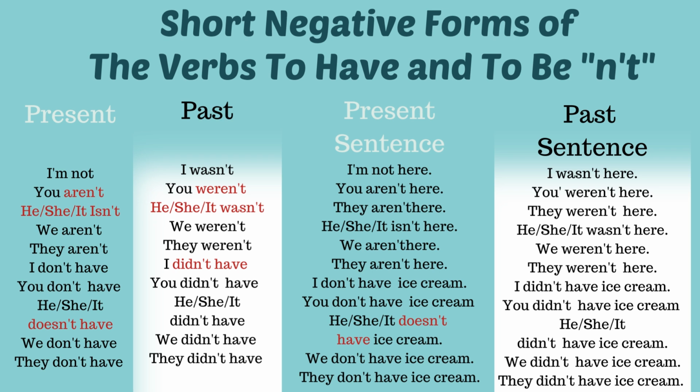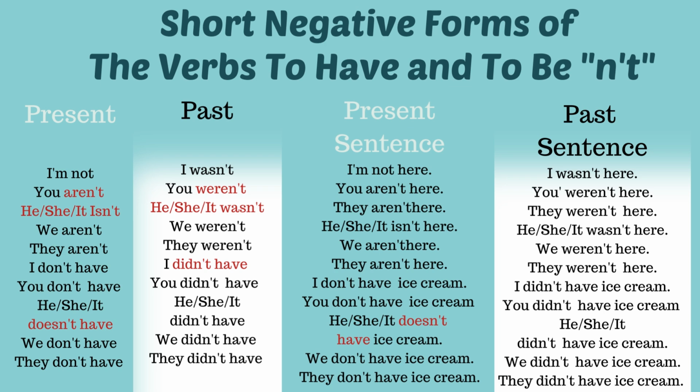So let's look at the sentences, present sentences. I'm not here, you aren't here, they aren't here, he, she, and it isn't here, we aren't here, they aren't here. I don't have ice cream, you don't have ice cream, he, she, and it doesn't have ice cream, we don't have ice cream, they don't have ice cream. See how he, she, and it is different.